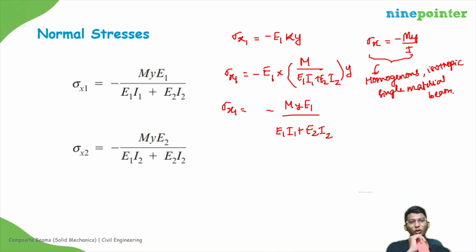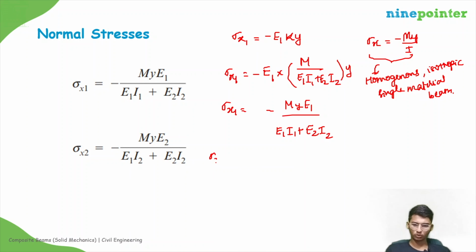What is I1, I2? I1 is the area moment of inertia of material 1 from the neutral axis. The axis is the neutral axis only. For I2 also, the area moment of inertia of material 2 with respect to the neutral axis. The axis is the same for both. So first we need to find out the neutral axis. From that we can find out I1 and I2, and from that we can find out the curvature if we know the bending moment. So from that we can find out the normal stresses. So this is sigma 1.